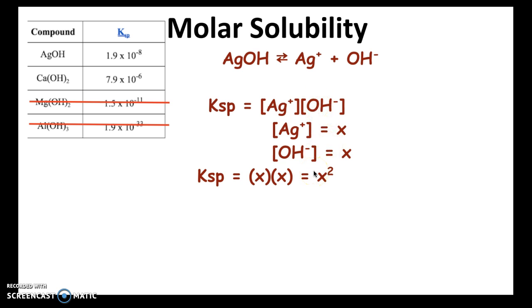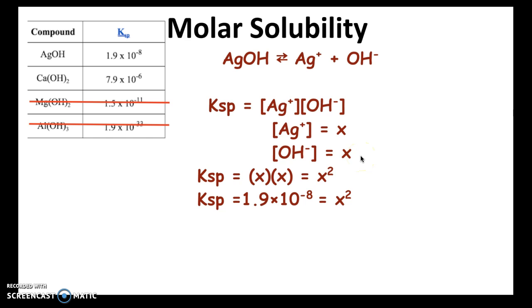And now since we know the KSP of AgOH, or silver hydroxide, is 1.9 times 10 to the minus 8, we substitute that in for our KSP. So 1.9 times 10 to the minus 8 is equal to X squared. Take a moment if you're lost now to try to figure out where we're at and how we got this.